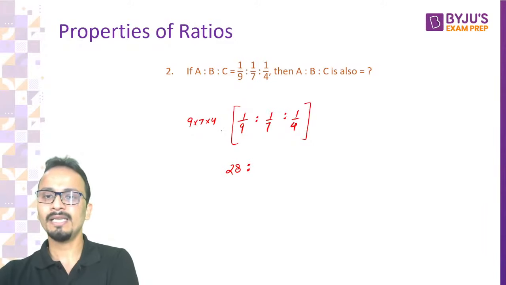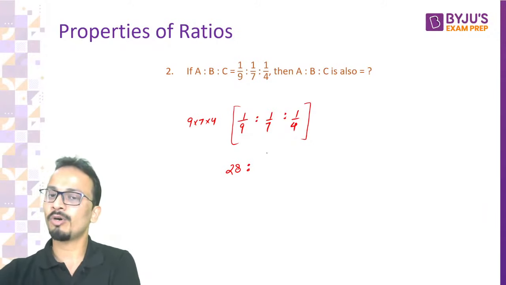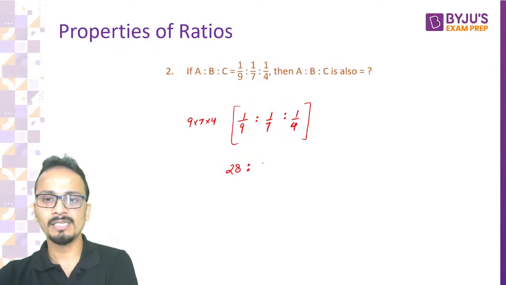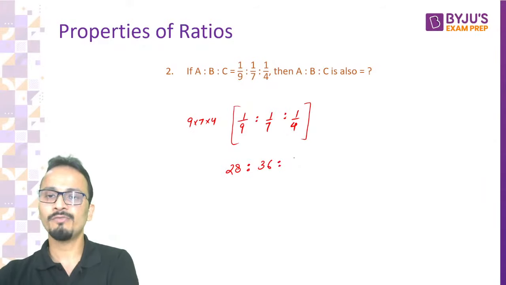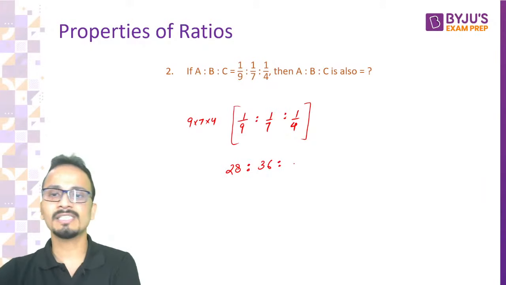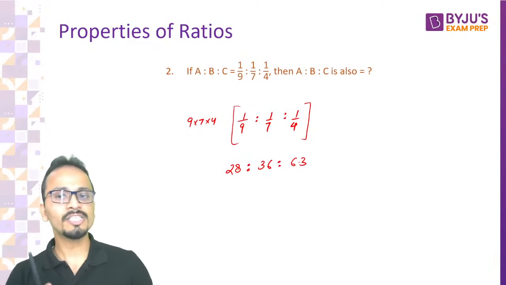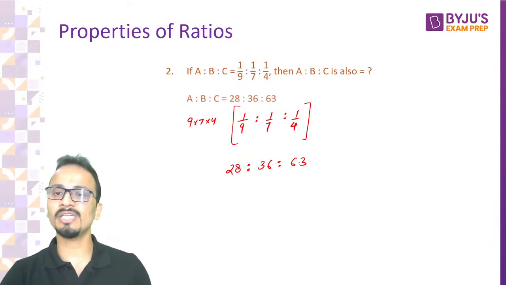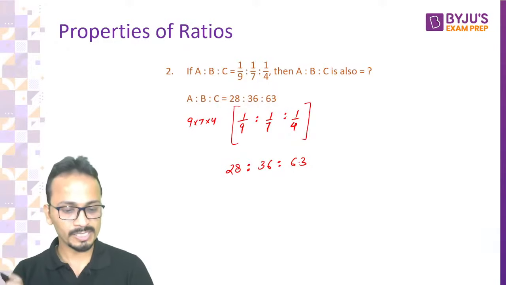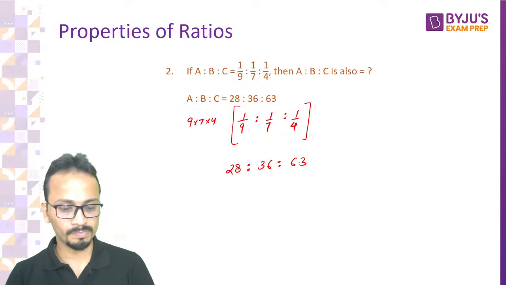Then when this product is multiplied by 1 upon 7, 7 will get cancelled. I'll be left with 9 into 4, that is 36. And finally 4 will get cancelled and I'll be left with 7 into 9, that is 63. So 28 is to 36 is to 63 will be the simplest form.